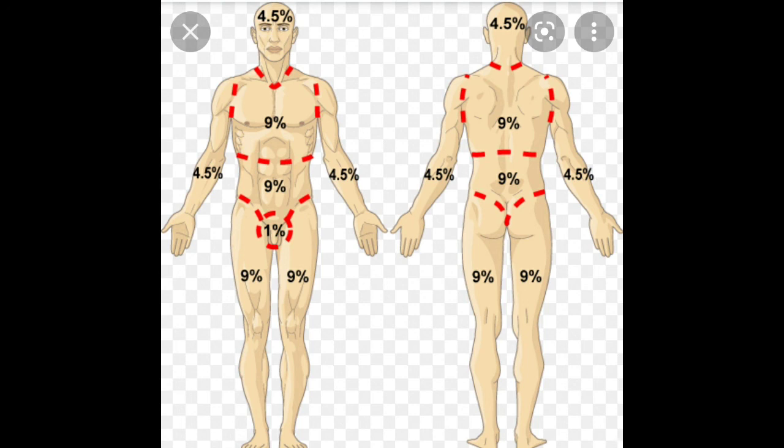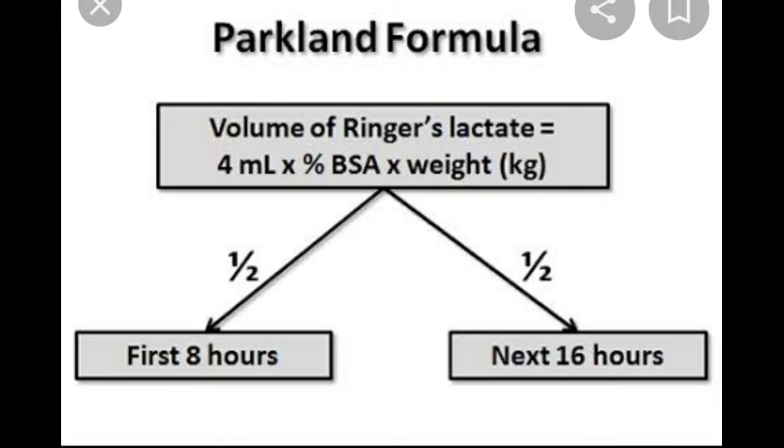Then we have to calculate the weight in kilograms. 180 pounds is equal to how many kilograms? 2.2 pounds is equal to 1 kilogram. So 180 divided by 2.2 is 81.8 kilograms. We can round it to 82 kilograms. That is our weight. Then now we can move to our formula.